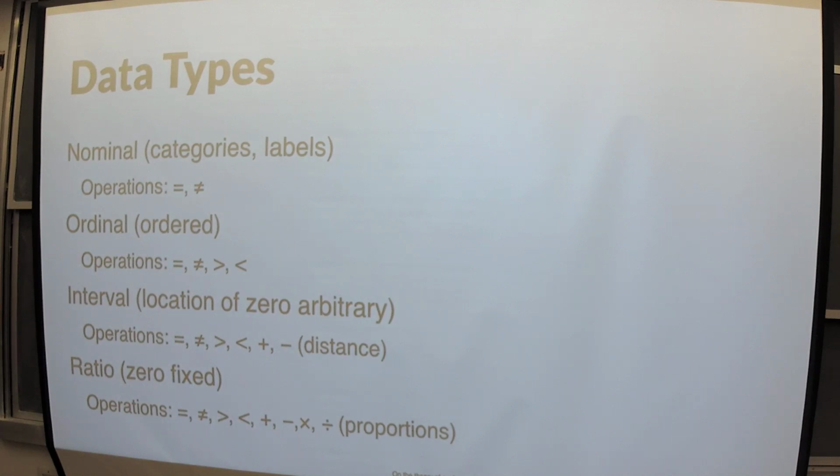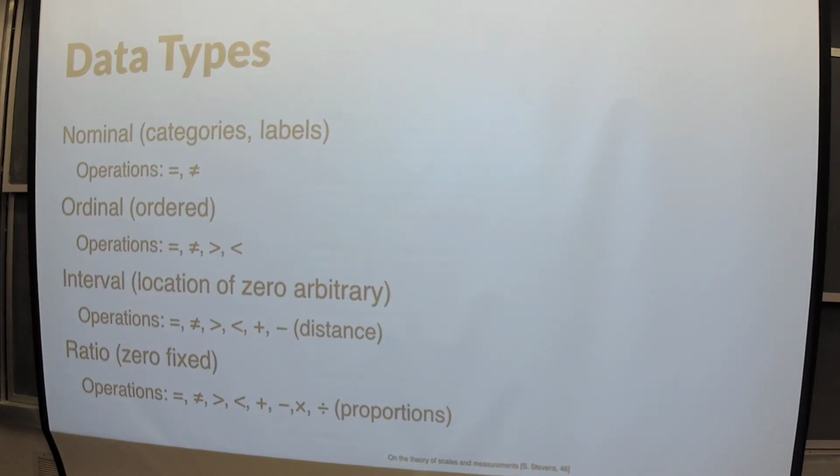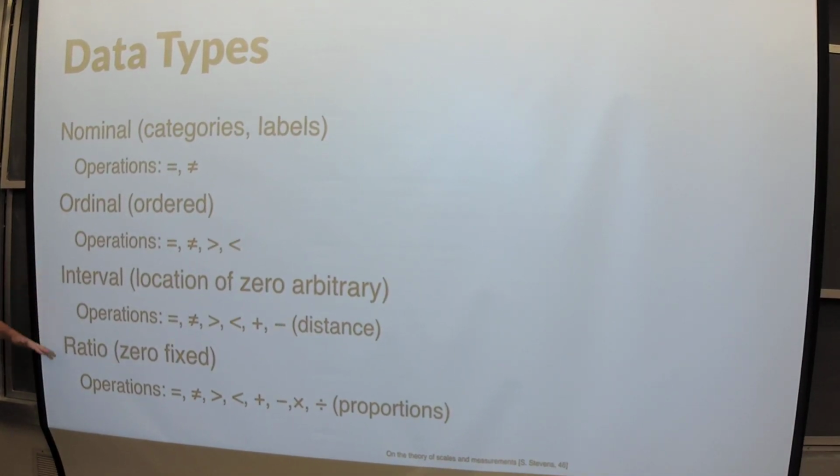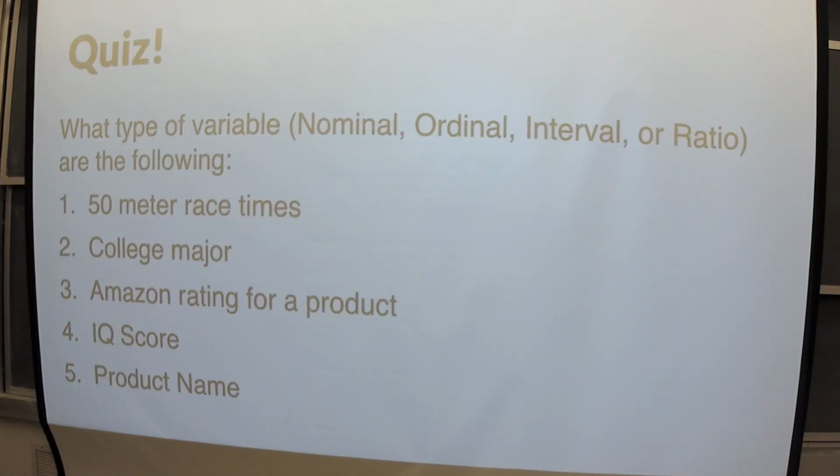That's a useful thing to think about, and when you want to express something on a numerical scale, really keep in mind, is it an interval or a ratio scale? So, little quiz. What are 50-meter race times? Ratio, correct. You're a college major.